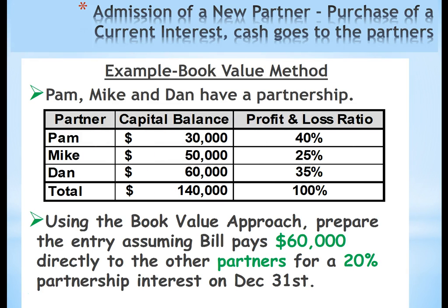Okay, Pam, Mike, and Dan have a partnership. This is their profit sharing, and their total capital balance is $140,000 at the time of the individual wanting to buy in. And Bill is willing to pay $60,000 directly to the other partners for a 20% interest in the partnership.